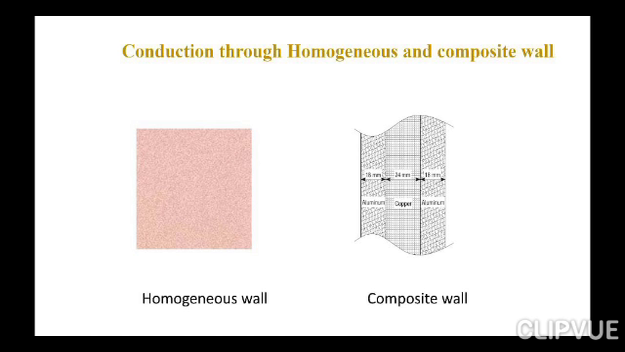Now composite wall. Composite wall is that wall which is made of different materials. Look at this picture, there are mainly two types of materials used. Number one is aluminium, number two is copper. This one is the composite wall.